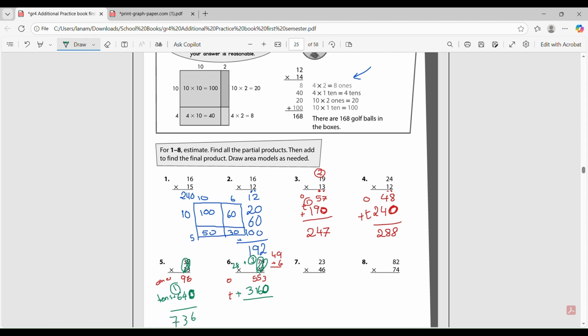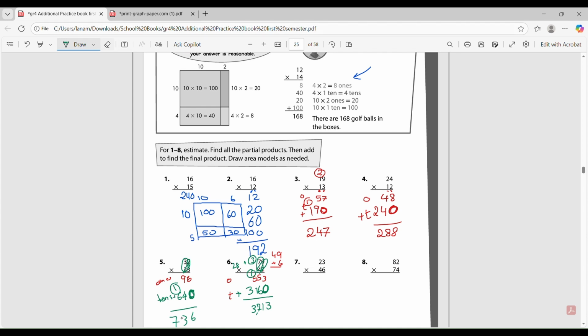And the answer will be, I need to add now 3 plus 0 is 3, 5 plus 6 is 11. I'll carry the number, I put it in a circle in order not to forget it. 1 plus 5 is 6, plus 1, 7. And then I'll just take the 3 down.